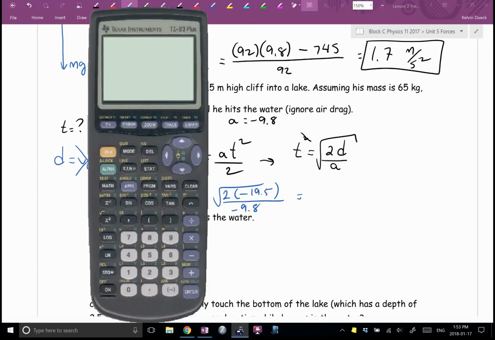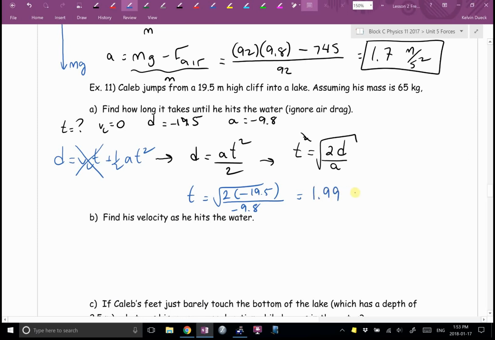How do I type this into my calculator? 2 times negative 19.5 divided by negative 9.8, square root. You get almost exactly, but not quite, but really close to 2 seconds, 1.99? Yeah, it's all right, 1.99 seconds. By the way, that's a fair bit of time in free fall. So imagine you're stepping off the diving board now, 1,000, 2,000. You're falling, that would get your adrenaline rush up, I think.